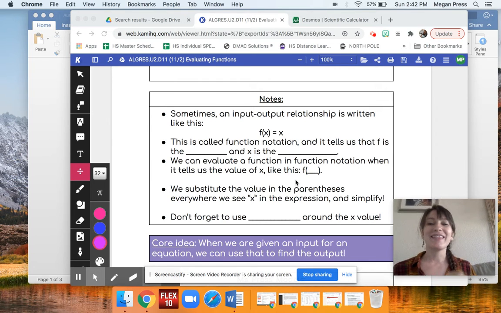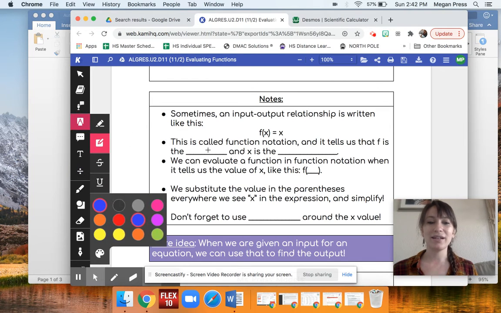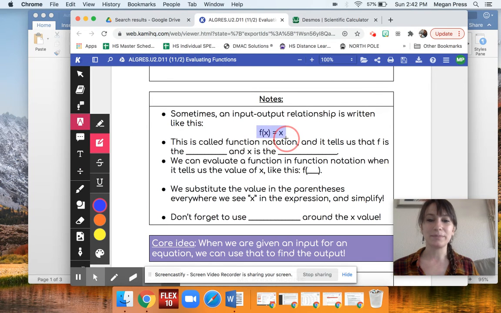Okay, so let's get into it starting on the notes section. I'll go ahead and read them. If you get sick of my voice, just cut me off and you guys can read them. Okay, first it says sometimes an input-output relationship is written like this. And here's what we have written like this. And this shows our input and our output.